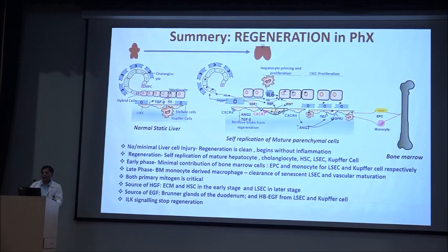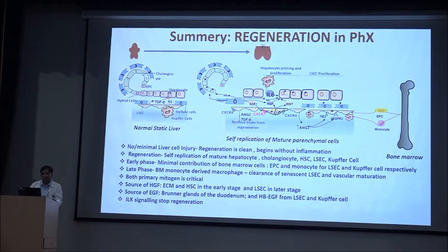So in summary, if we talk about regeneration in PHx, with no or minimal cell injury, regeneration is clean and begins without inflammation. Regeneration is self-replication of mature hepatocytes followed by the other non-parenchymal cells. In the early phase, the contribution of the bone marrow is limited. However, in the late phase, bone marrow monocyte-derived macrophages are critical for clearance of the senescent cells. IL-6 and both primary mitogens, EGF and HGF, are critical for this.